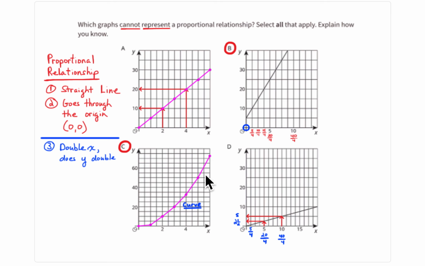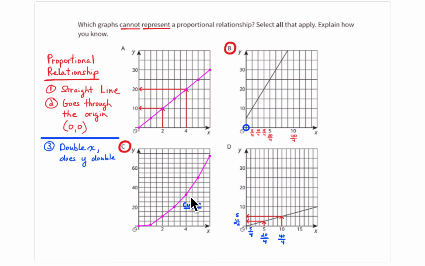And C is a curve, so that's definitely not proportional. And let's just take a look at what happens if you double x. If you go from 2 to 4, what happens to y? Well, y is 10 when x is 2, and when x is 4, it looks like about 32.5, maybe 32. So y is much greater than 20. If it doubled, it would go from 10 to 20. But it actually goes from 10 to something between 30 and 35, maybe about 32.